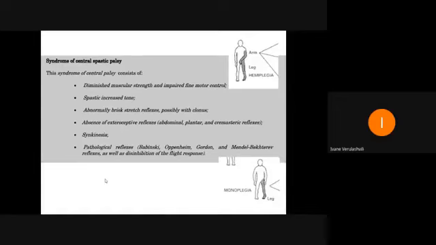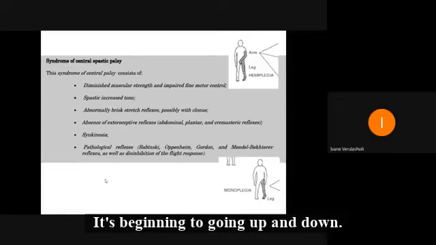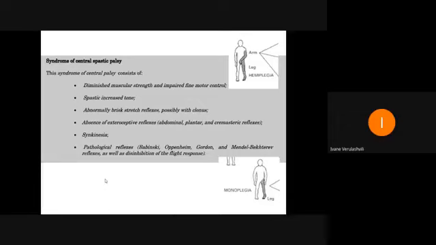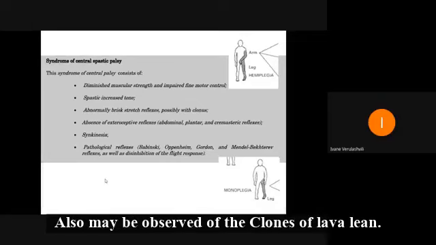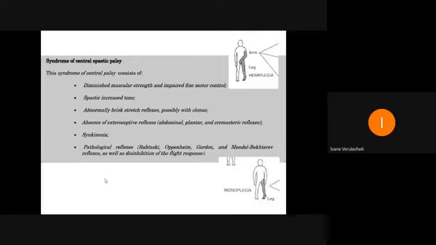If we irritate the patella, it begins going up and down. It makes clonic movements. It is clonus of the patella. Clonus of the lower limb may also be observed.